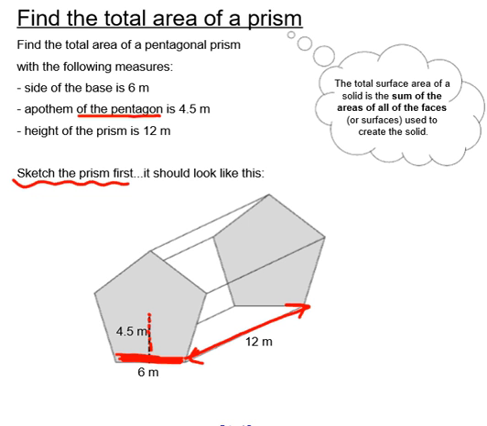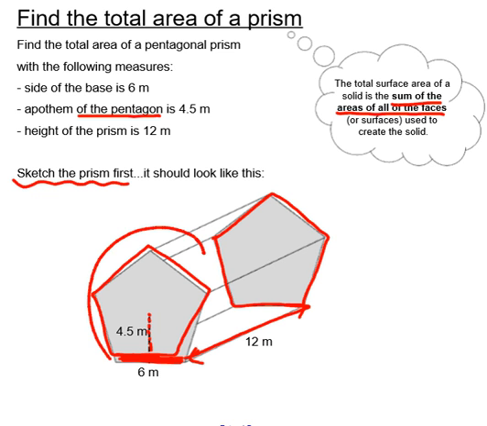If they're asking you to find the total area, remember that the total area is the sum of the areas of all the faces. So you will have to do the two bases. These are the two bases. And you're also going to do the lateral area, which is what's around here. All right, so let's look in detail at how to calculate that.